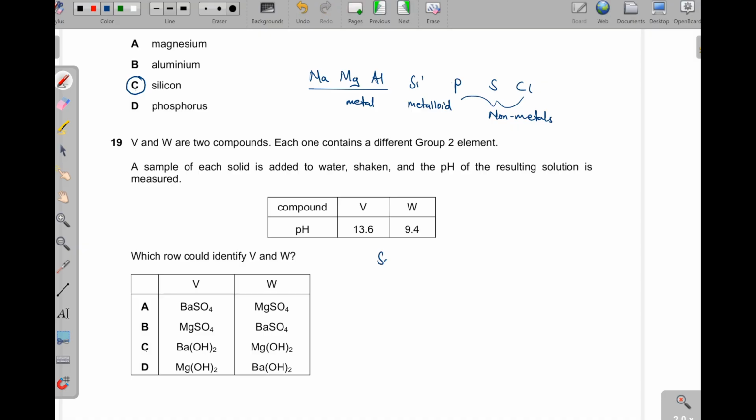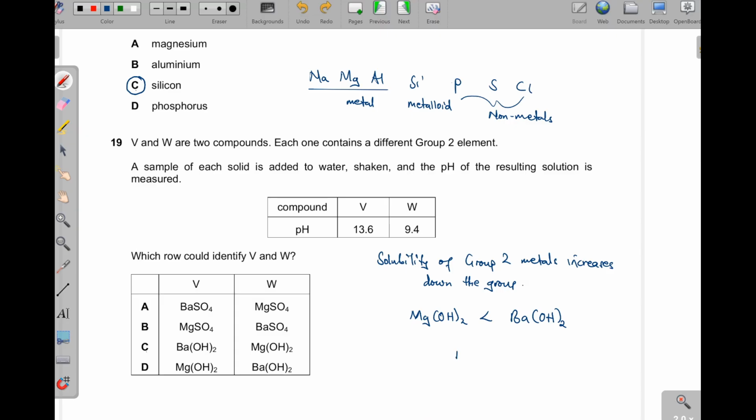Now, solubility of group 2 metals increases down the group. And here we are having magnesium and barium. So magnesium hydroxide is less soluble compared to barium hydroxide. So that means when you dissolve them in water, this one is going to dissolve much more. So it is going to be a stronger alkali.